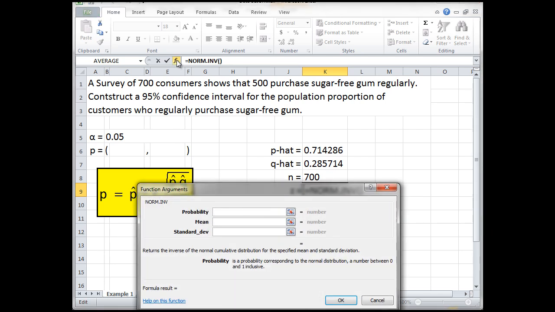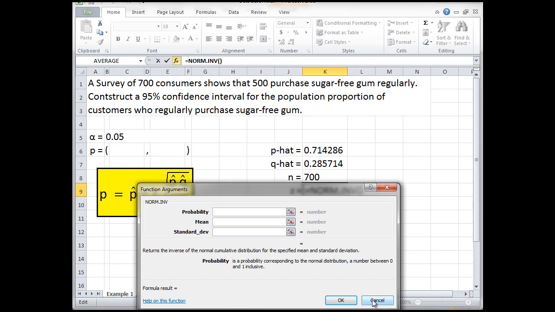So if we look at the normal inverse function that we used previously, norm.inv, and we look for what the inputs are, we see that this function requires not only a probability, but a mean and a standard deviation. Well, when we did this by hand, we didn't need a mean and standard deviation. We simply went to the chart, looked up the probability we were looking for, and found its associated z-score. It should be the same thing we do in Excel. So this function is actually asking of us information that we don't have. We don't have a mean, we don't have a standard deviation, and we shouldn't need it.